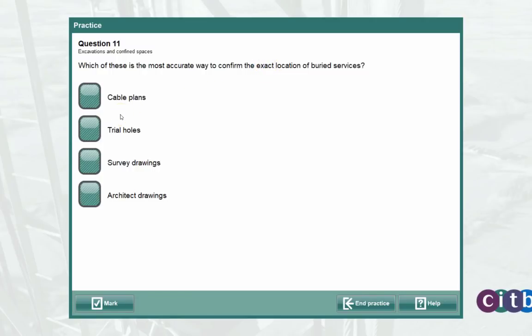Which of these is the most accurate way to confirm the exact location of buried services? Cable plans. Trial holes. Survey drawings. Architect drawings.